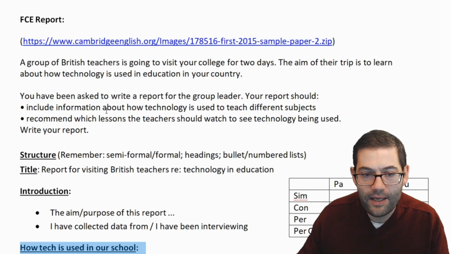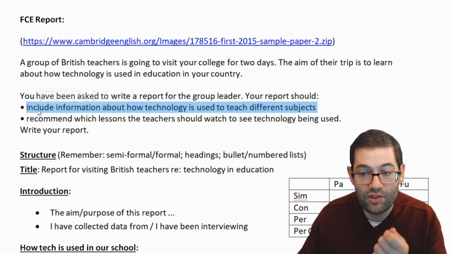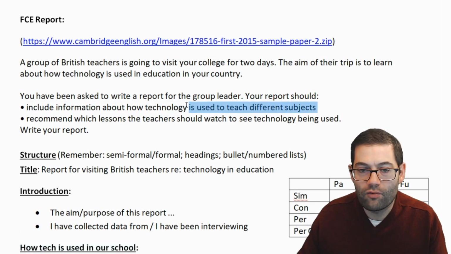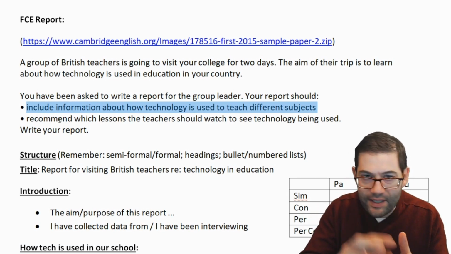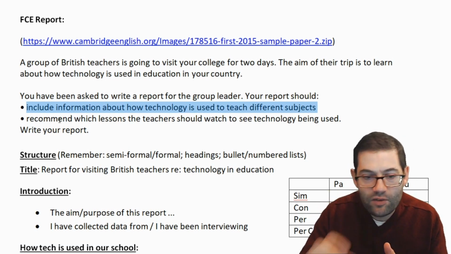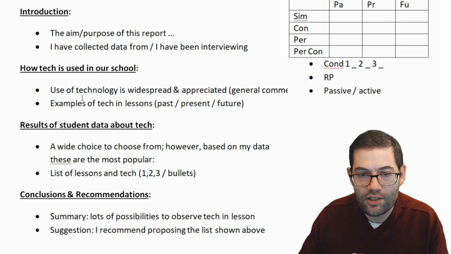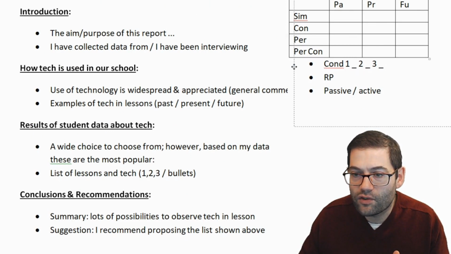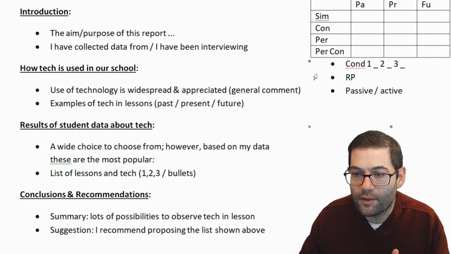And if I scroll back up, this is include information about how technology is used to teach different subjects. So this header, as you can see just at the bottom of the screen, refers directly to the first bullet point. So we're always linking back to the text we have to use. And so I've said, let's just move that up a bit. The use of technology is widespread and appreciated. So let me just move that across because I can see I've chopped off some of the words. Over there we go. Okay.